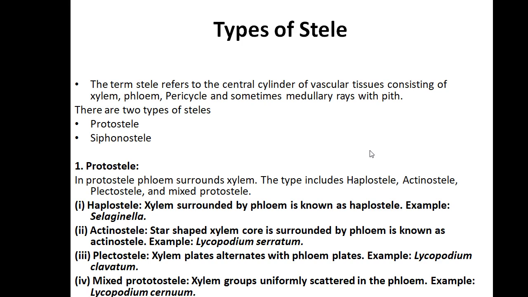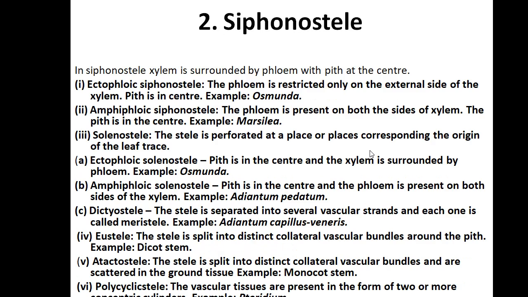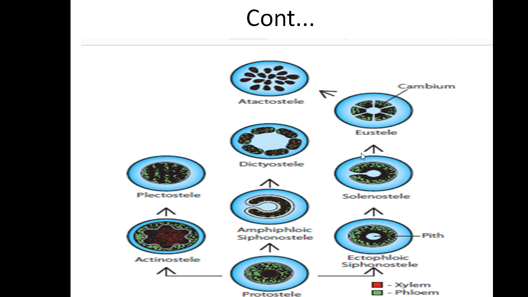So here, protostele, that is, the phloem surrounds the xylem. So if the phloem surrounds the xylem, the xylem is in the middle. The xylem is star shaped, for example Lycopodium serratum; if you look at the diagram you will see. So this is actinostele. This red part is called xylem, and it is surrounded by phloem, that is the green part. It is star in shape. If it is star in shape, it is called actinostele.